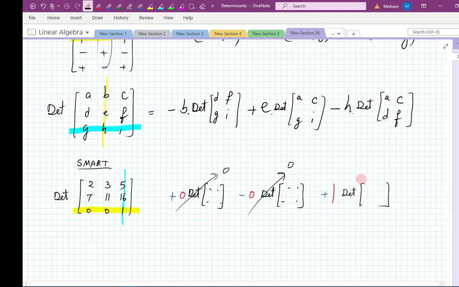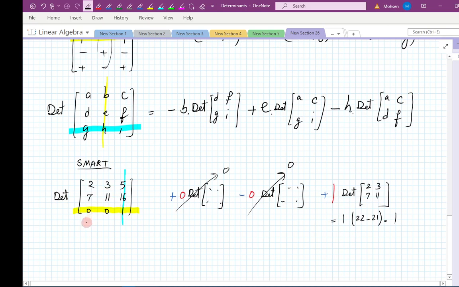I am left with just 2, 3, 7, 11. So 2 times 11, 22. 3 times 7 is 21. 1 times 1 is 1. And the determinant of this ugly looking matrix is just 1. So sometimes it pays to look at what you're dealing with and use it to your advantage so that you reduce the amount of work you have to do for calculating a determinant.